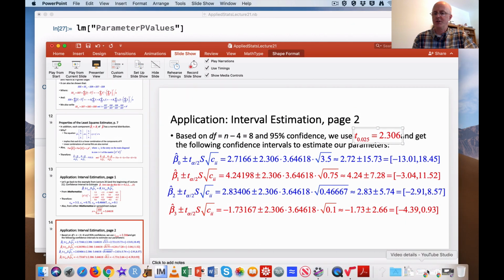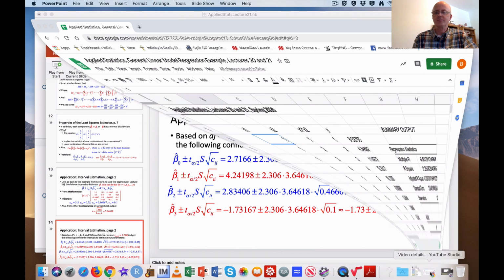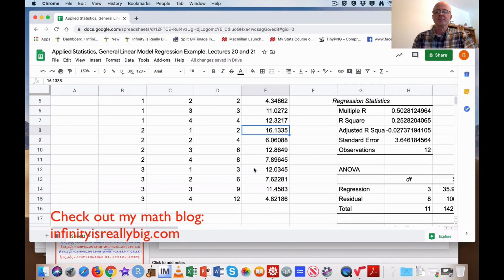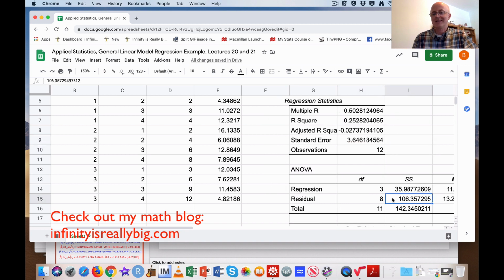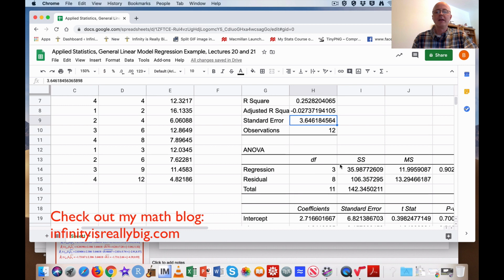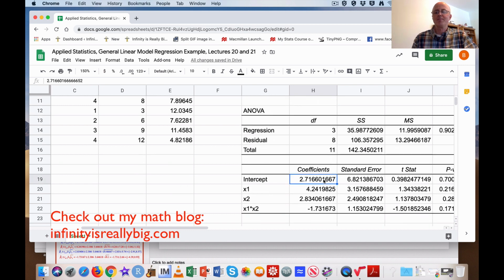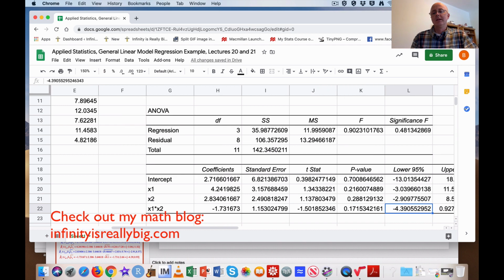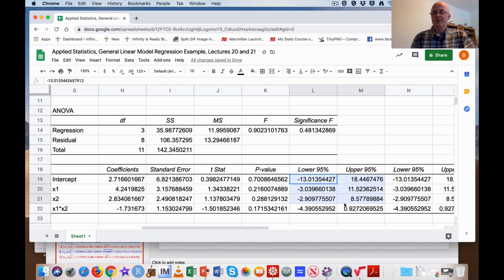And then let's look at the spreadsheet to finish things off. Notice here is regression standard error. N is 12. Here's SSE divided by n minus 4. Gives you 13.29. It's the square root of that equals this. Here are your coefficients. B0, B1, B2, and B3 as estimates for beta 0, beta 1, beta 2, and beta 3. And your confidence intervals, these are the same kind of confidence intervals that we already saw.